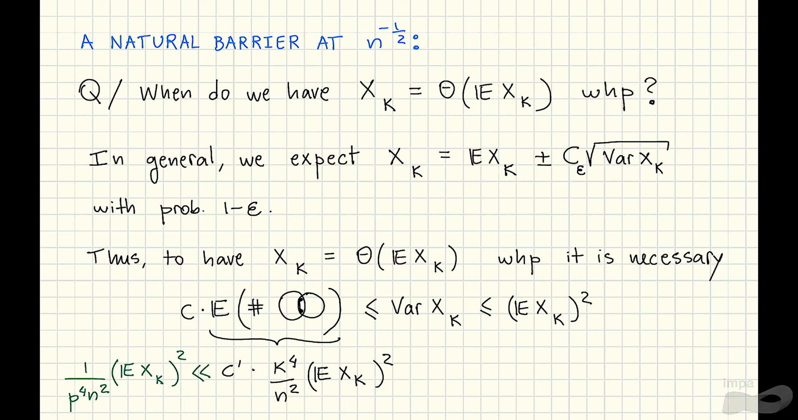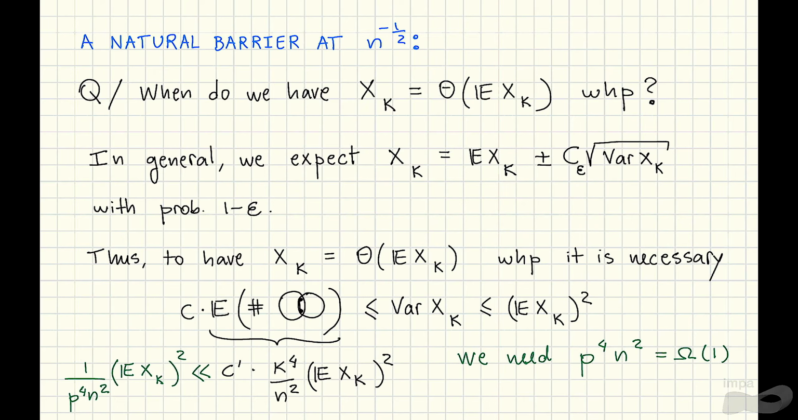So what do we need here? What is a necessary condition? A necessary condition is that this number must be at least a constant, right, for this to be true. So we need p to the 4 times n squared to be at least a constant, which translates into p at least 1 over square root n. And actually, if I'm not mistaken, this variable xk is only concentrated in an interval of size a constant times the expectation exactly for p larger than n to the minus 1/2. So you have no hope of having this result for p smaller.